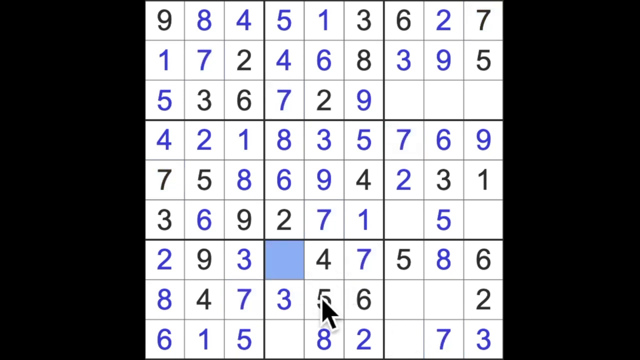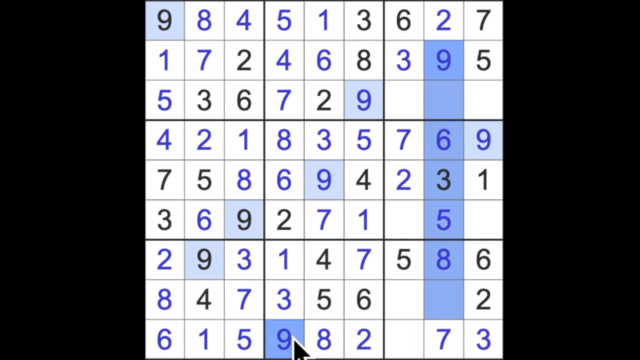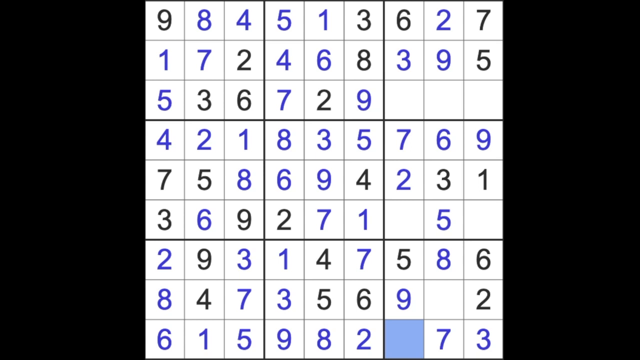Last digit in this row is a one. Last digit in this block is a nine, I think. We have nine blocking down here and nine across here, so nine goes there. One more number for this row. I think it's a four.